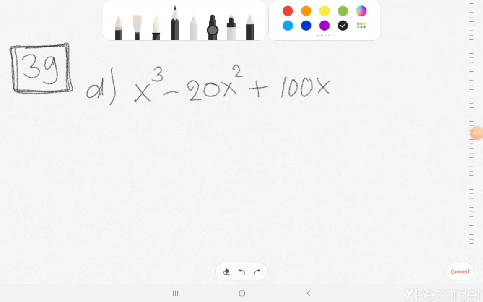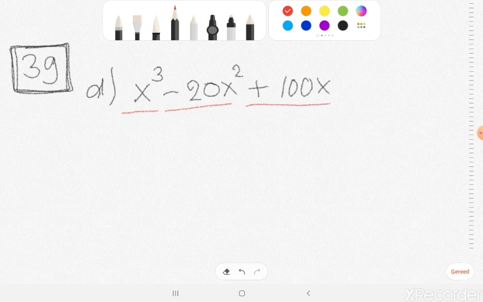Alright guys, here is an explanation about exercise 39D, where you need to factorize completely. If you want to use the product sum method immediately, that's not possible, because it starts with x to the power of 3 and then minus 20x squared plus 100x. So before we start with the product sum method, we need to factorize, and we need to look at the three different terms. What do they have in common?